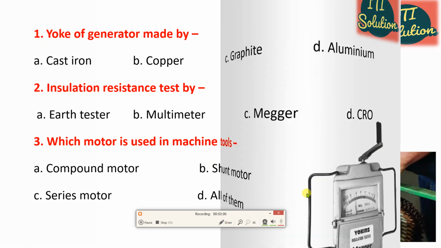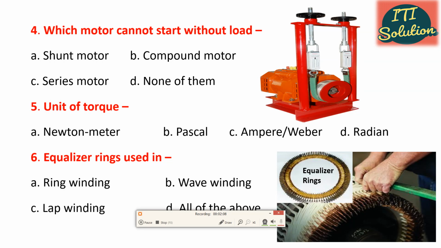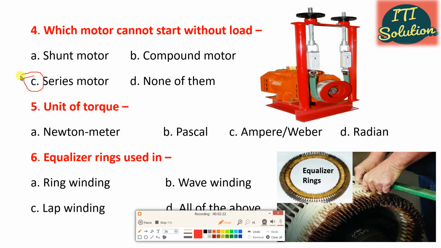Okay, then the next question is which motor cannot start without load? Option A shunt motor, option B compound motor, option C series motor, and option D none of them. And the correct answer is option C series motor. A series motor should never be started at no load because when the motor is connected across the supply without load, it draws a small current from the supply and this amount of current may burn the armature coil.